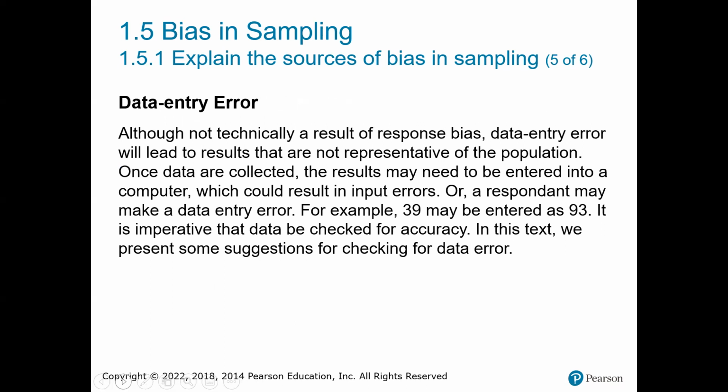Another thing that can happen is data entry error. It may not be any sort of response bias, but the person entering the results into the computer could mistype something. So right here, instead of typing 39, they type 93. This can happen. There is such a thing as human error, and these little things can impact the results of our survey and make them not as accurate as they're supposed to be. That is why we are going to double check. We always look at those kinds of things.